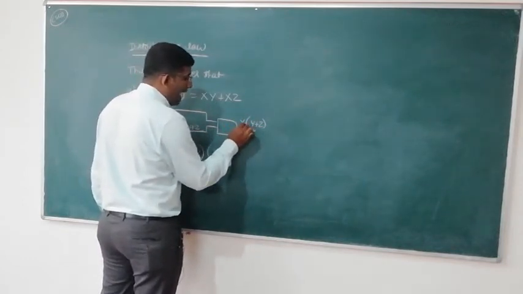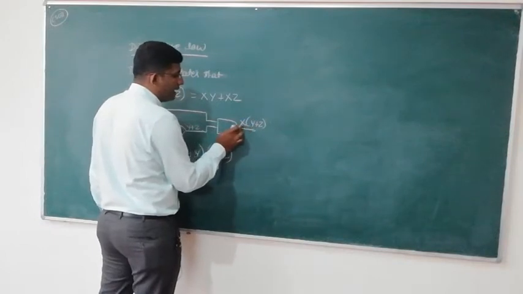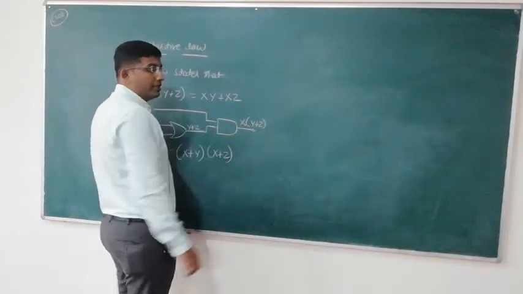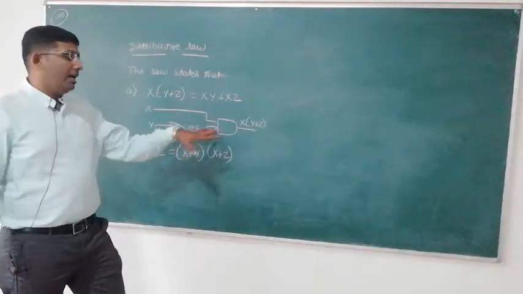That is, we are ANDing this operation. Y plus z is ANDed with x. That is, x is ANDed with y plus z. This will be the output.